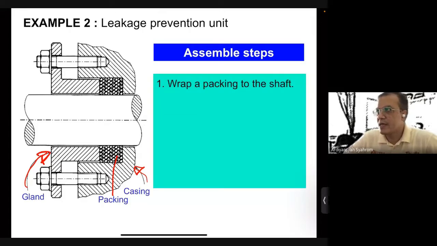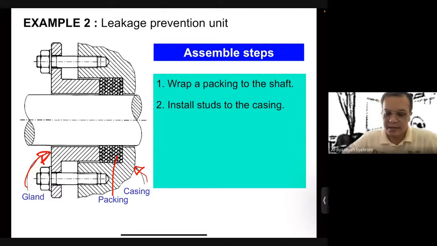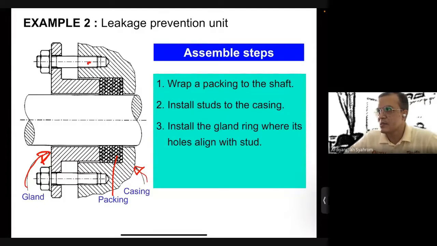Wrap a packing. This is the assembly step. The first, wrap the packing to the shaft. Second, install the shaft to the casing. The third is install the gland to the ring, where it holds alignment with the shaft.